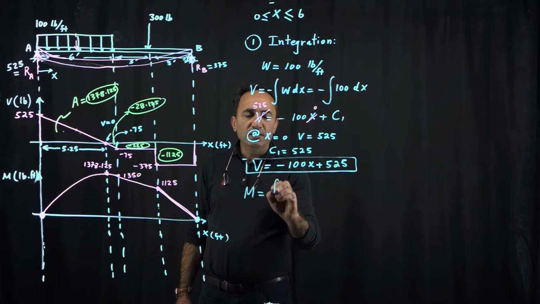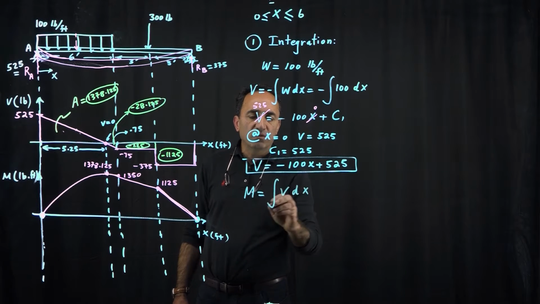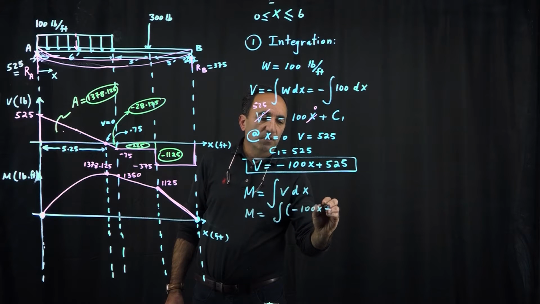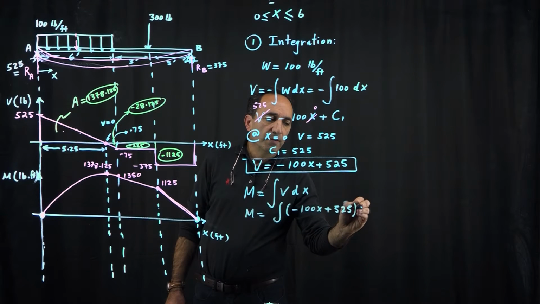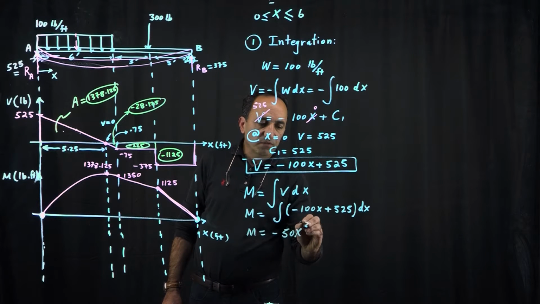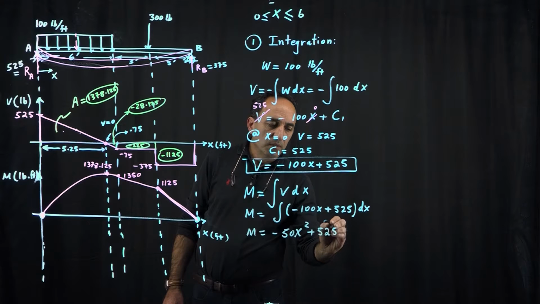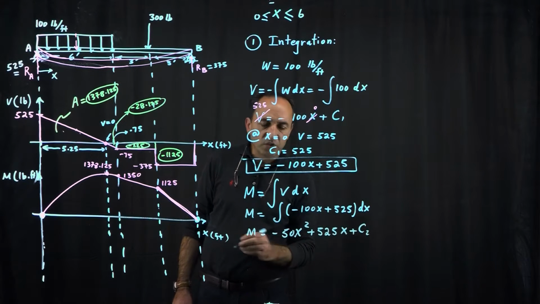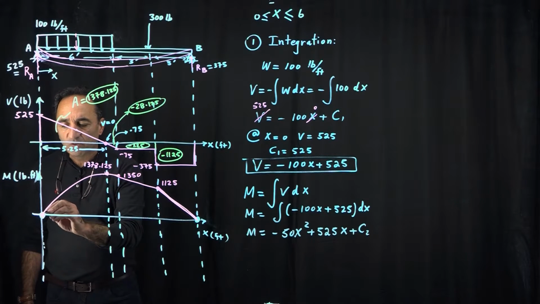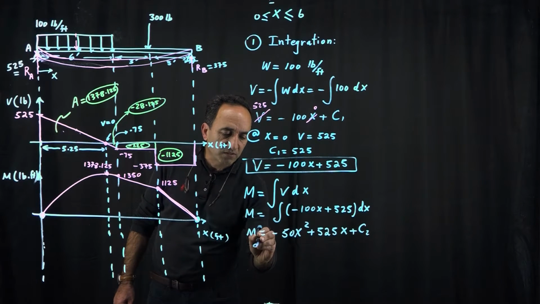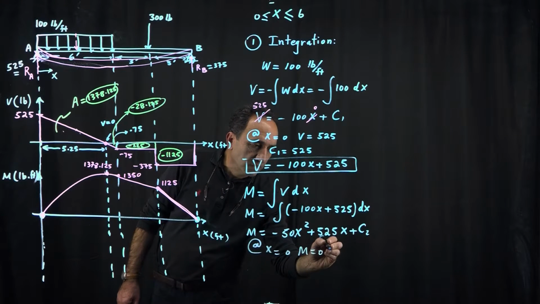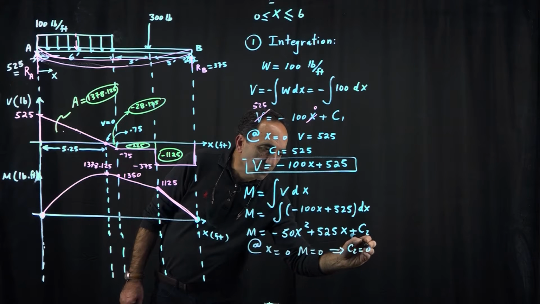Okay, go ahead and integrate one more time, because moment is the integral of V. So if you go ahead and integrate V, which is minus 100x plus 525, then moment becomes minus 50x squared plus 525x plus a constant of integration C2. But C2 this time happens to be 0, because at x equals 0, moment is 0. So that's the boundary condition we have for moment.